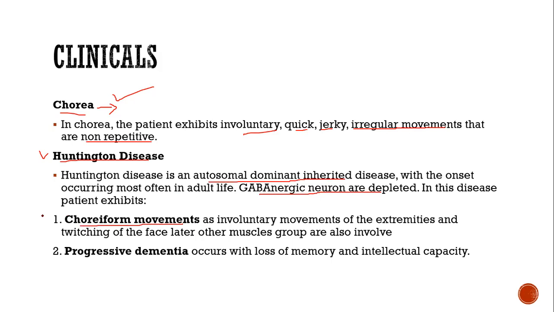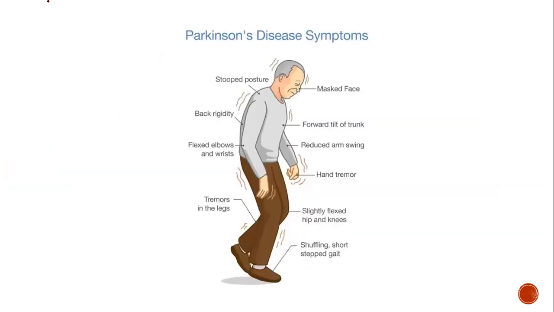This is again a similar thing, and it has extremities and face involvement as well. And then they can also have progressive dementia. Dementia is another word for memory loss. So they have loss of memory as well as intellectual capacity. So this is where the amygdaloid nucleus comes in. This is a Parkinson's disease symptom.